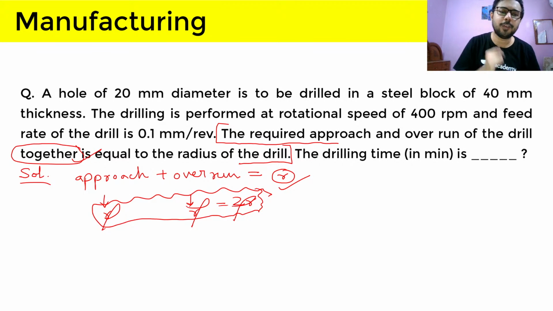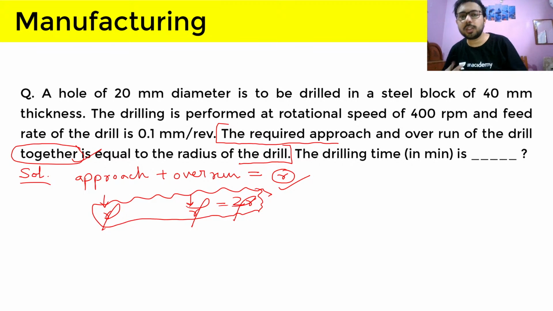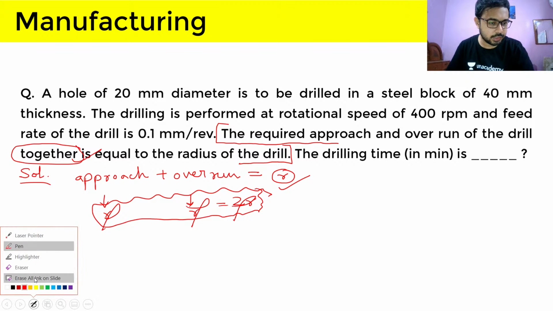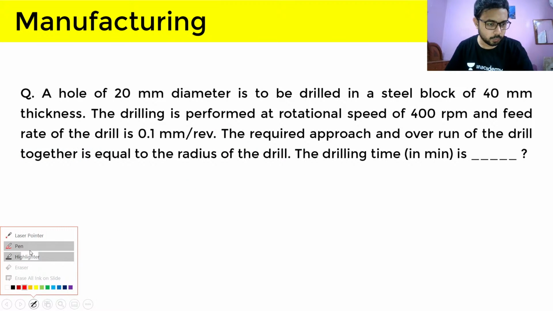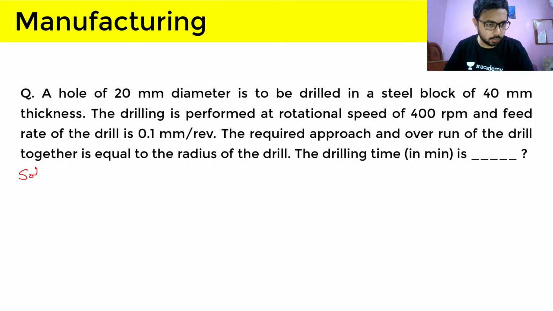You take the individual value of each equal to r only when it is given that the required approach and overrun both are equal to the radius. If both are equal to the radius, then you take them individually equal to the radius, and their sum will become 2r. And in this equation you will not need to find x, the approach, because the approach is already given.